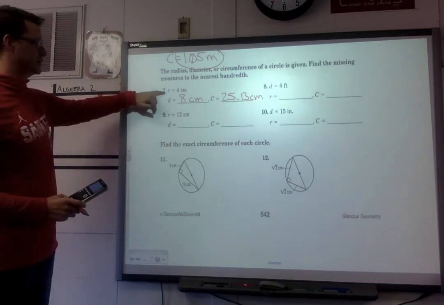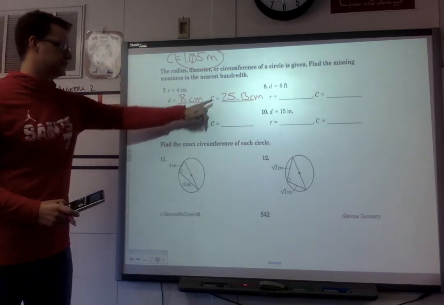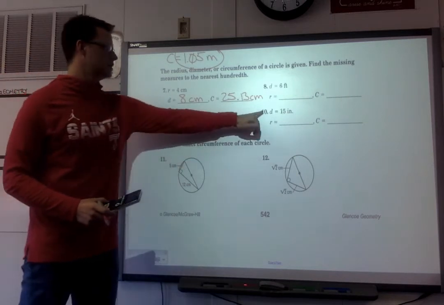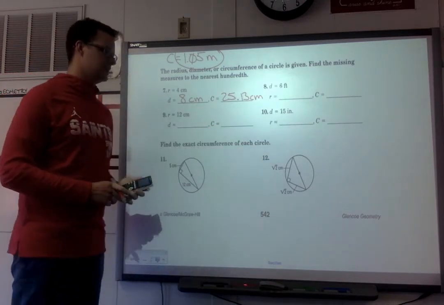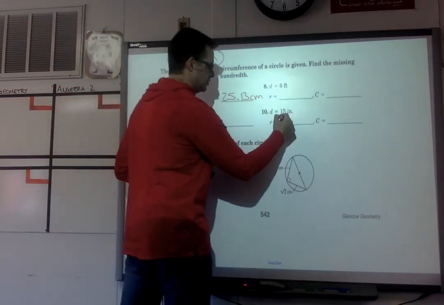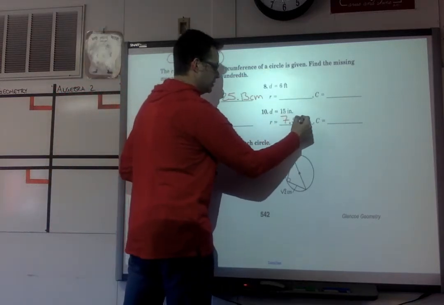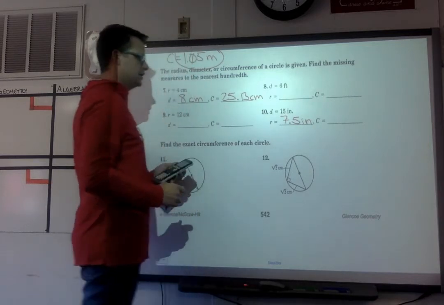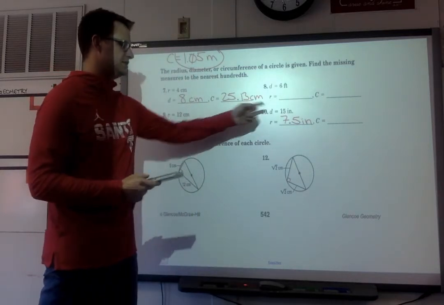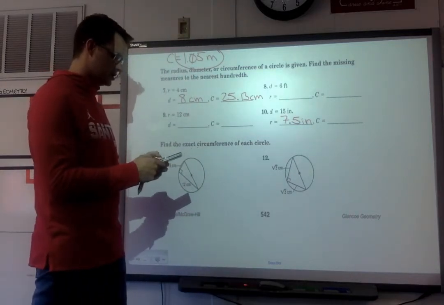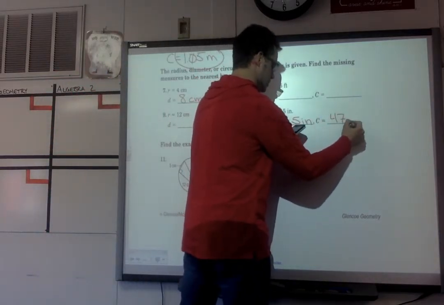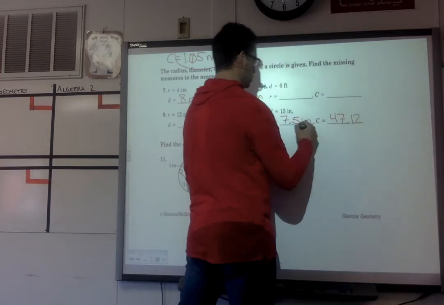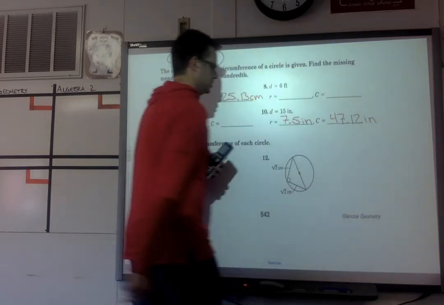So we'll just walk through one more of these. That one, I was given the radius. I found diameter and circumference. Let's look at number 10. We're given the diameter. We need to find the radius, which is half of that diameter, so 7.5 inches. Then the circumference, which I'm going to do the diameter times pi. 15 times pi gives me 47.12 inches.